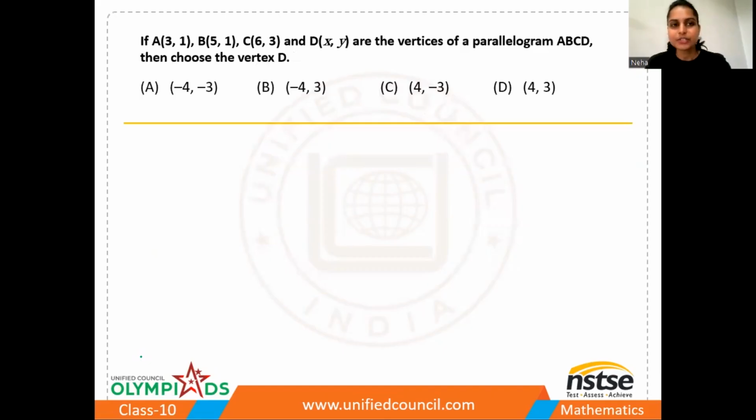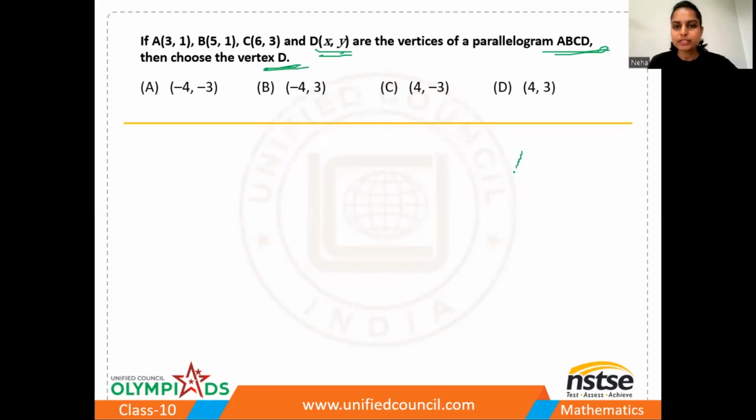Alright, here is the second question, students. So in the second question, basically what they are saying is that A, B, C, D, and the coordinates of A, B, C, D are also given, but D is x, y, right? And the vertices of a parallelogram A, B, C, D, then choose the vertex C. Okay, so we have to choose the vertex C.